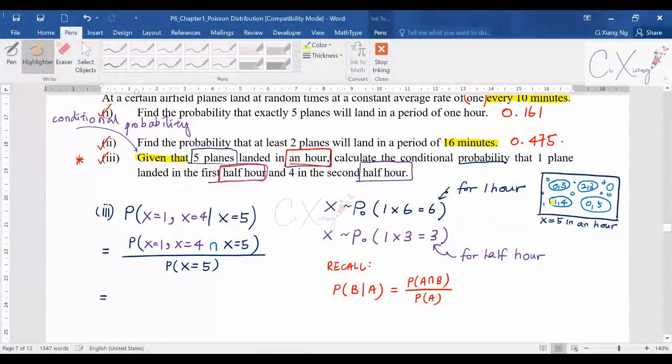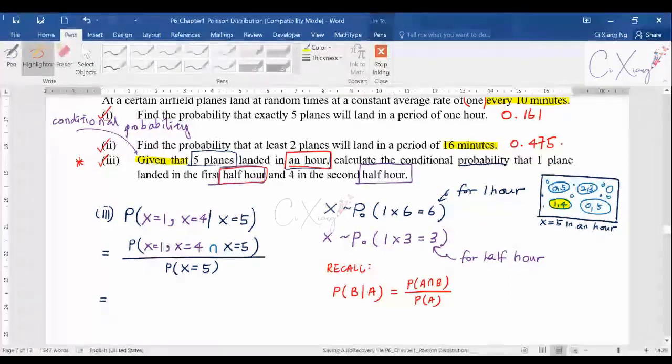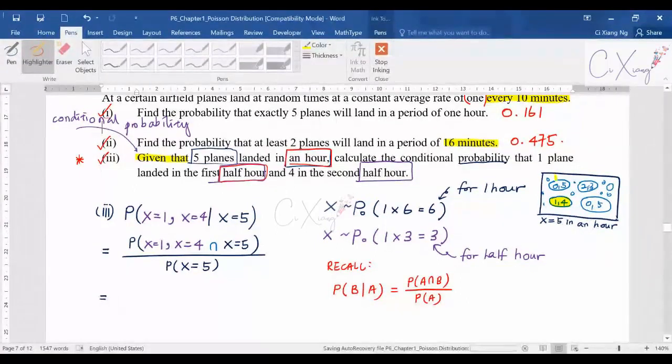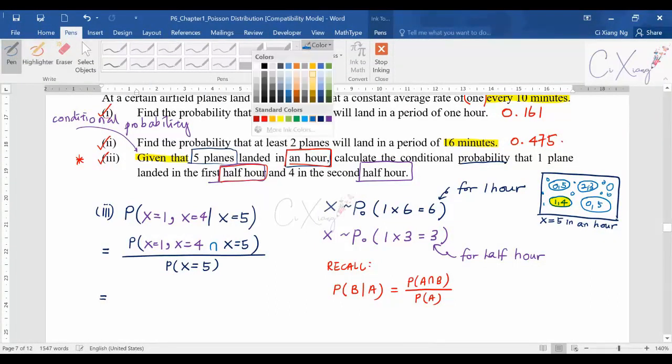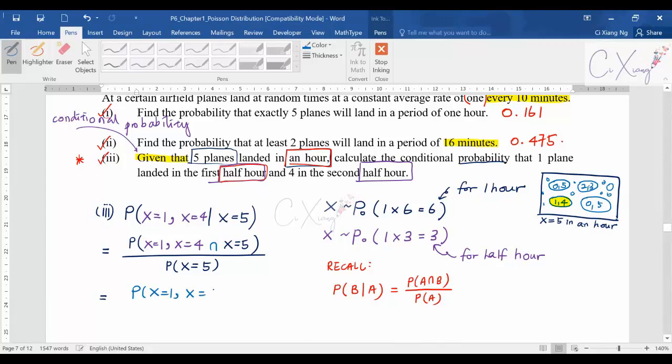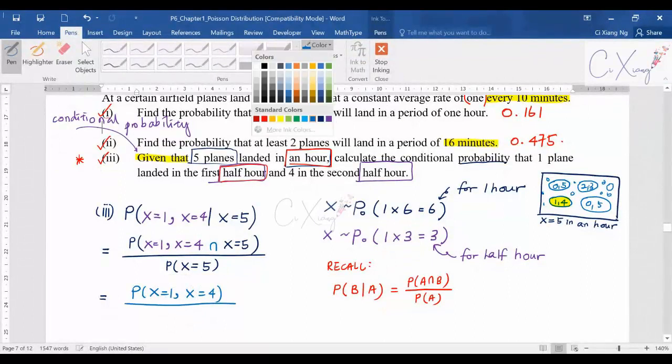So which means when they intersect each other, let's say this one is X equals 1 and also X equals 4. So X equals 1 for the first half an hour, X equals 4 for the second half an hour, so the total is 5. When you intersect it with the rectangle here, you will see that the intersection part is only this one. So your next step is the probability of X equals 1 and also X equals 4 only, because when it intersects with X equals 5, you only get this. X equals 1 and X equals 4, divided by X equals 5.